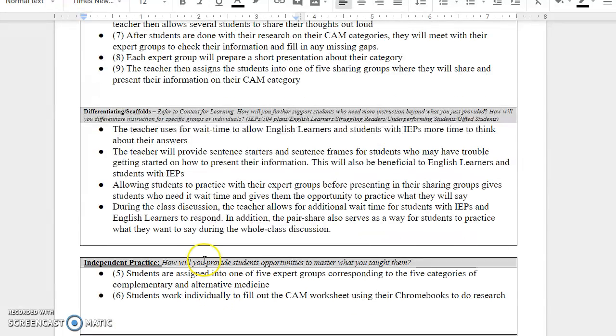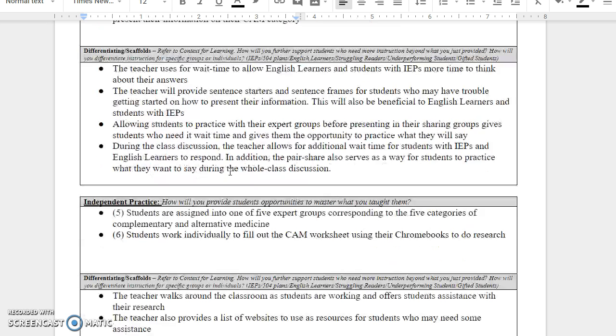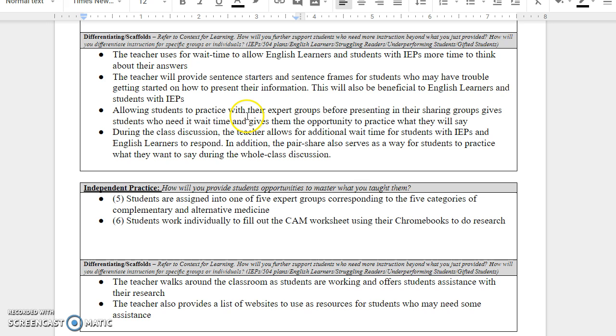After the independent practice, students go back to guided practice, and they are done with their research. They meet up with their expert groups to check for information, fill in any missing gaps, present their information together, and come up with a short presentation. Then they go into their sharing groups. They're assigned to a different sharing group, and each person goes around and talks about what they learned about each category. And so here we have quite a few scaffolds.